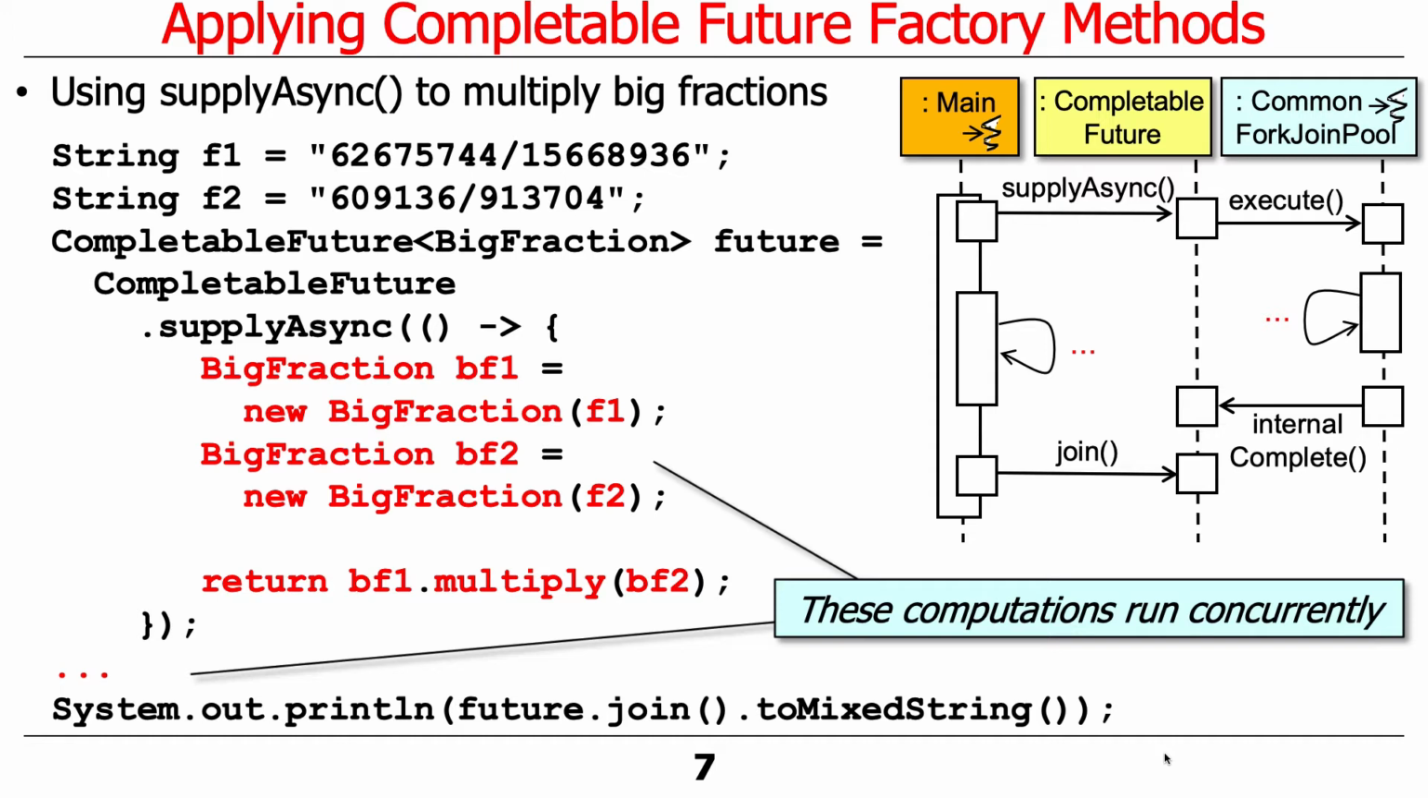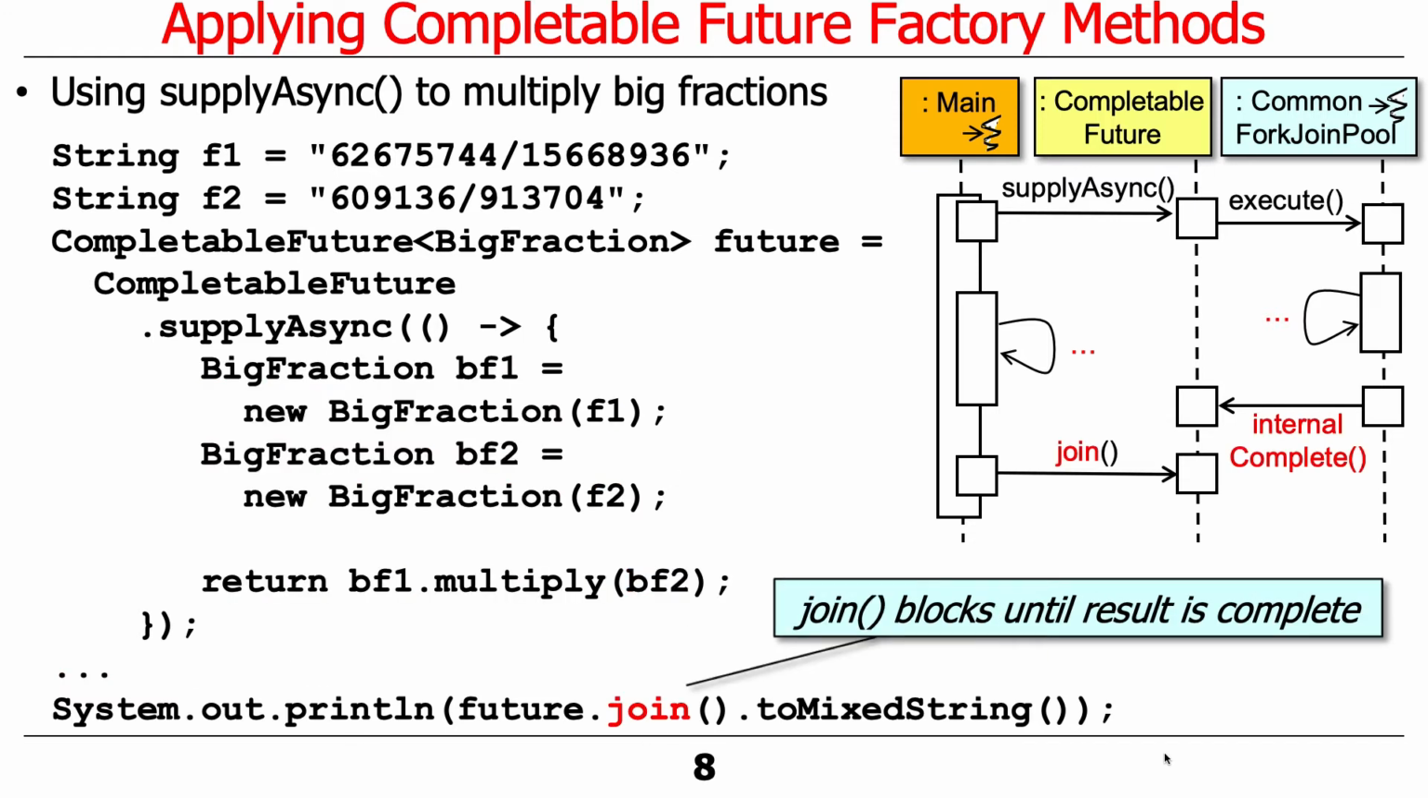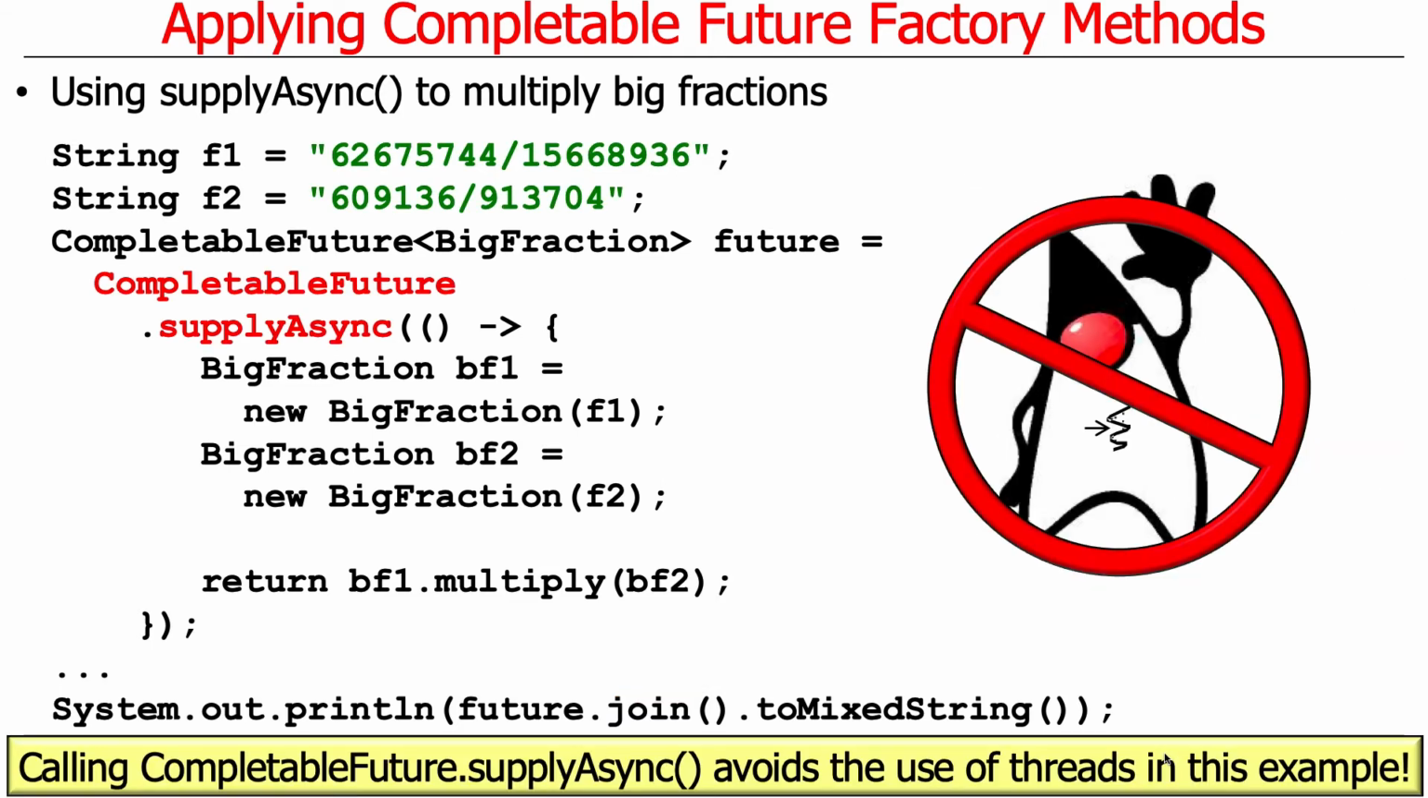These computations here and here, whatever they might be, will run concurrently. And then at some point, the program can get the results back by blocking until the result is complete. So a couple of good things here. Notice we don't have to have any threads. So there are no threads in this example. supplyAsync under the hood will arrange to execute this supplier lambda in a thread in the common fork-join pool's worker thread pool.